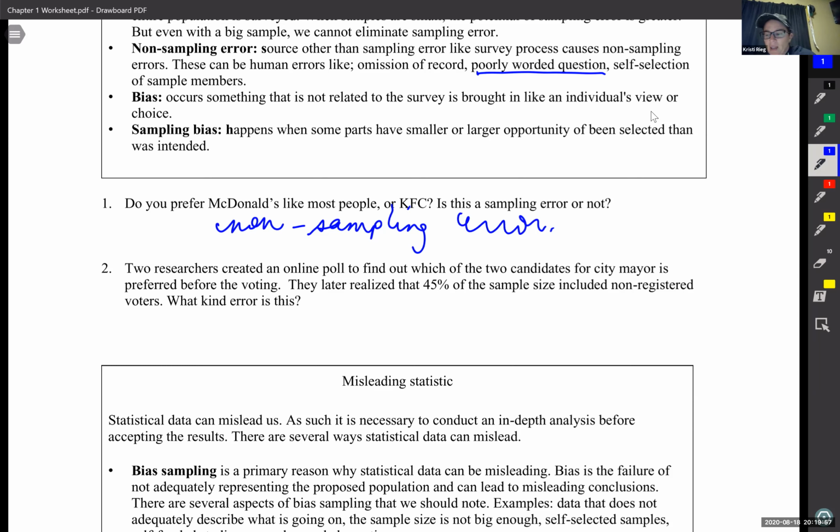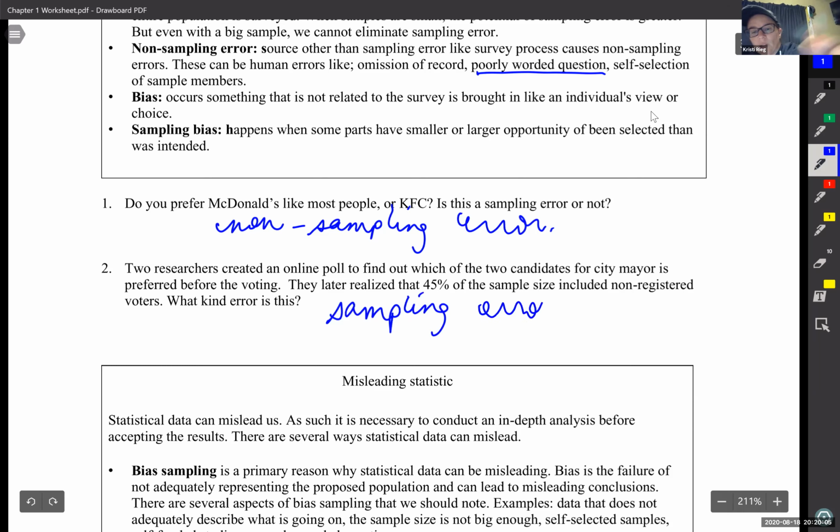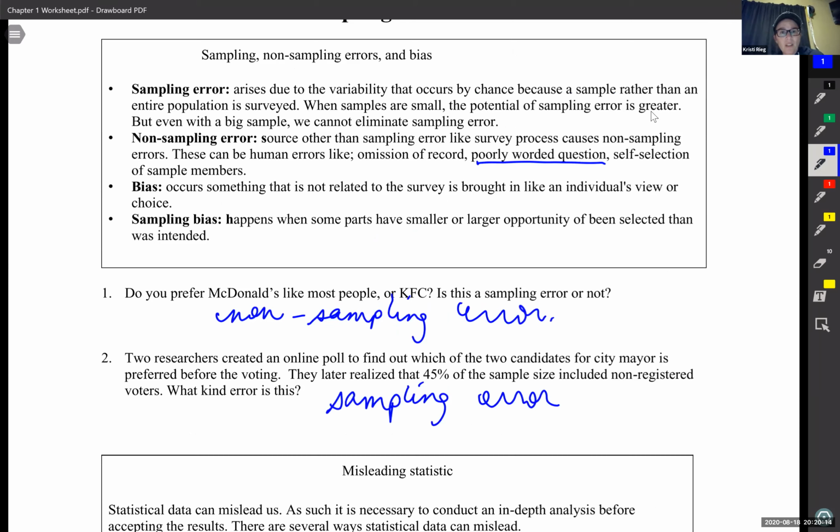This would be a sampling error, because we don't know what the question is, so we don't know that it was a poorly worded question. But it is a problem where you had people do this survey, and then there's a problem with the sample. So again, it's not the size that's the problem. It's the fact that the sample included people that aren't even eligible to vote, and in theory, we don't really care about their opinions because they're not casting their vote.